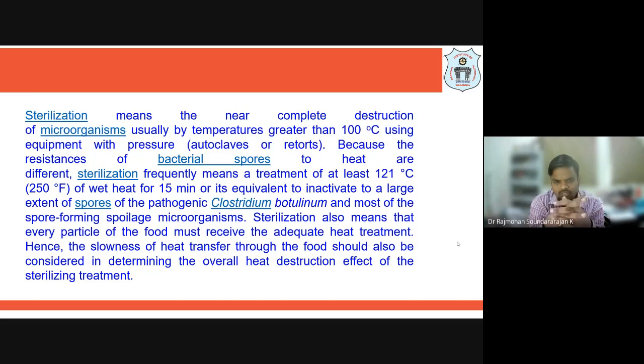Okay, so in general, as I said even in the demonstration video which we prepared for you, we have told you we used 120 degrees Celsius and 20 minutes, right? So that minimum time is required to ensure at least 99% or 90% of bacteria are killed. And when we are doing that, sterilization also means that every particle of the food must receive adequate heat treatment. That means if it is the food industry, the slowness of heat transfer through the food should also be considered in determining the overall destruction effect of the sterilizing treatment method.